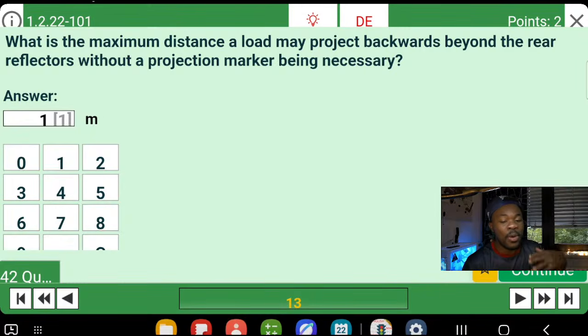If that load goes more than 1 meter, you need to specially mark it. And even if you're specially marking it, the maximum it can go behind your car is 1.5 meter. In front of your vehicle, a load can go up to 2.5 meter. So know the difference: how far a load is allowed to go in front of my vehicle and how far a load is allowed to go behind my vehicle. Please.